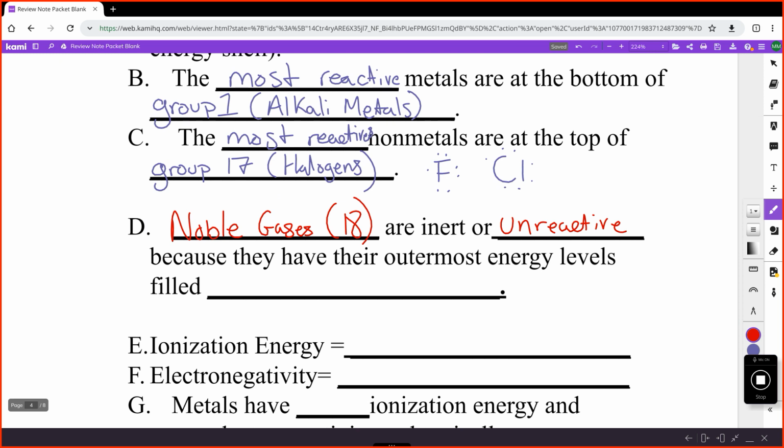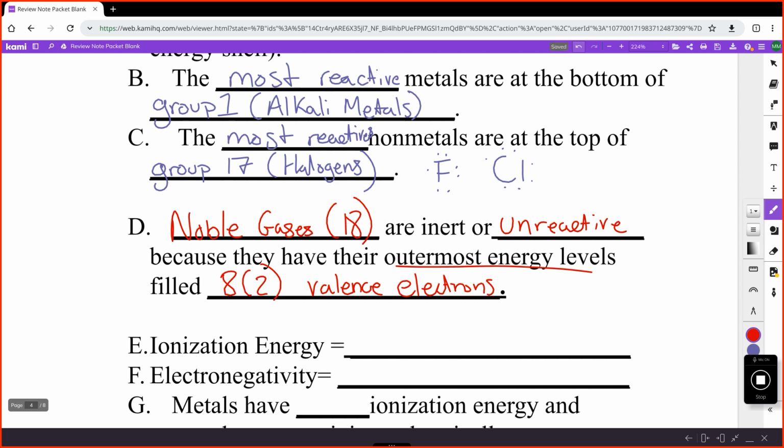These elements, helium, neon, argon, krypton, xenon, radon, they're unreactive because they are filled with 8 or 2 valence electrons. Their shells are filled. Right? The outermost energy level is filled, which means 8. For the case of helium, it means 2 valence electrons. They don't react.